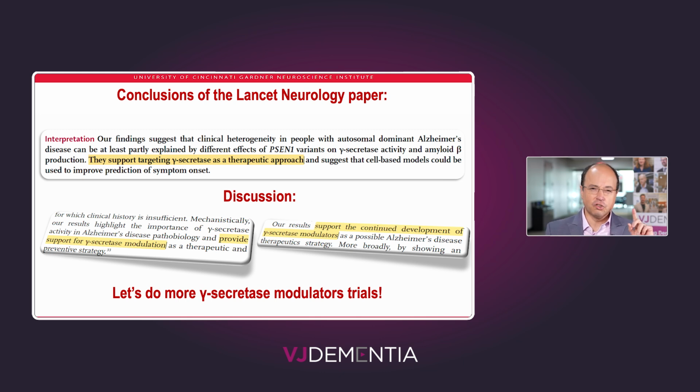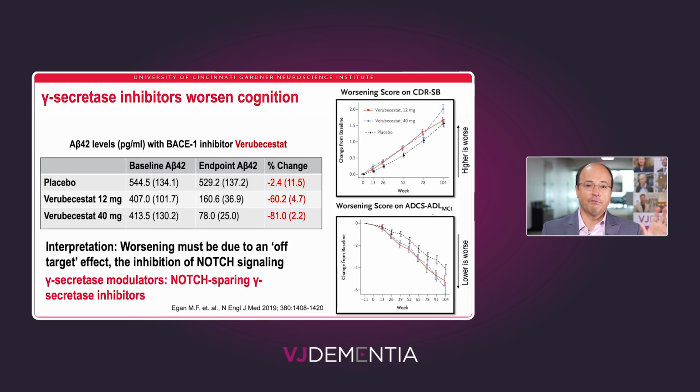And the reason we speak of modulators rather than direct inhibitors is because when we have tested gamma-secretase inhibitors, as in the example of verubecestat here, there has been a dose-dependent reduction in A-beta 42 levels, but also a reduction in cognitive function, or decline in cognition.